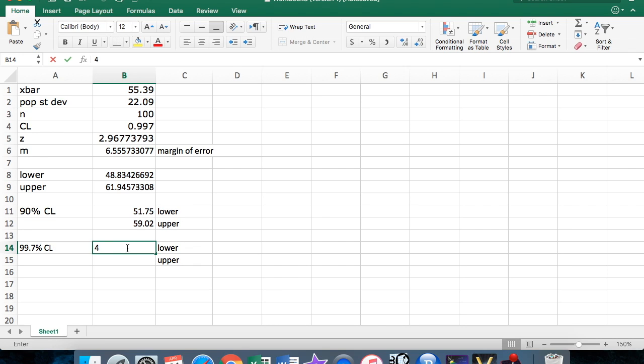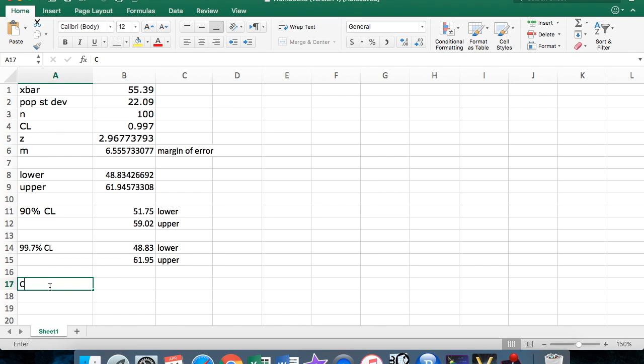Look at this. Now my lower is 48.83, and then my upper is 61.95. So when I increase the confidence level, the range of numbers gets larger. So that means I have a greater chance of having my population mean in there, right? But what's the problem?